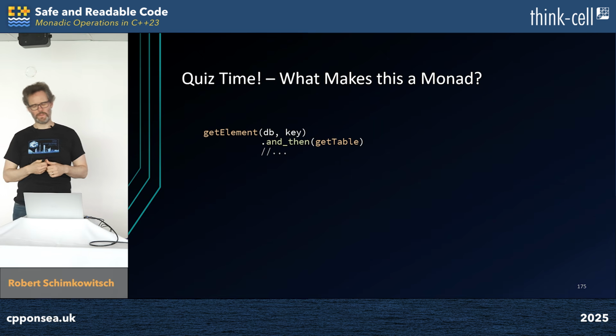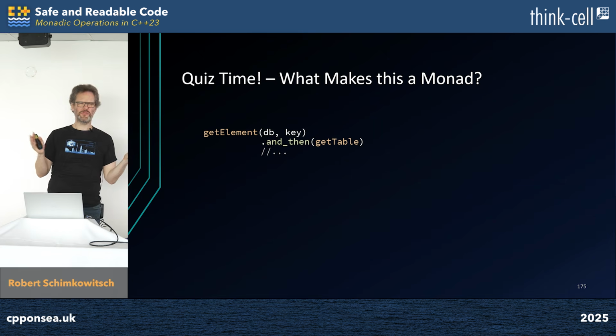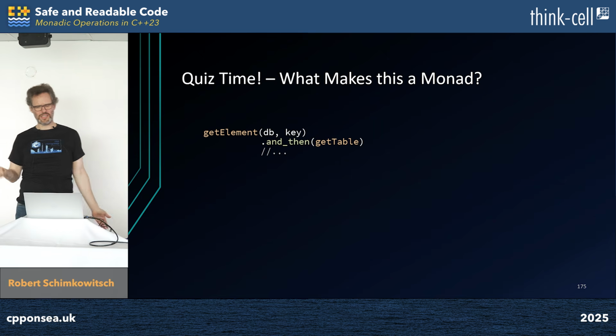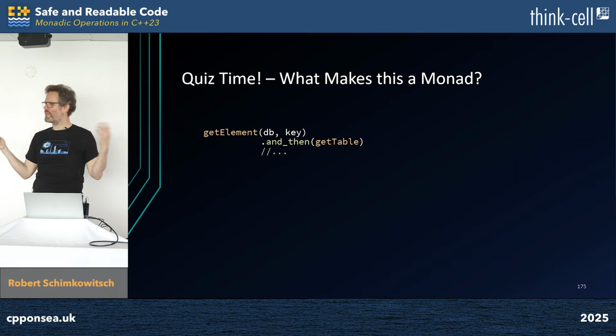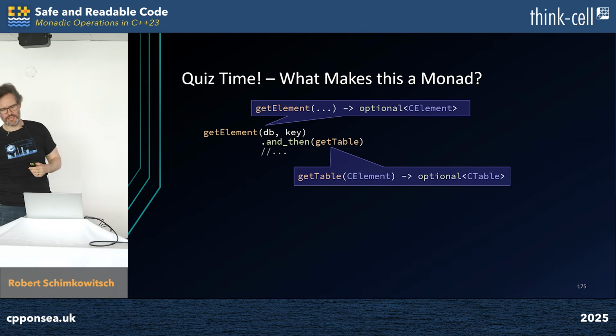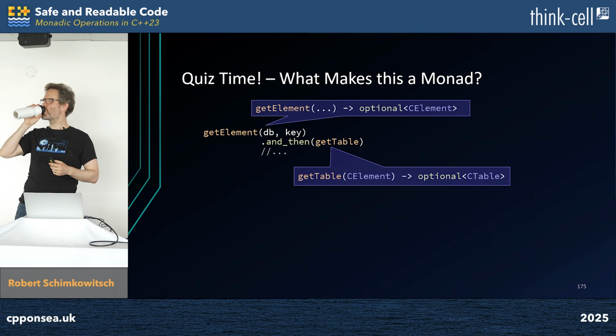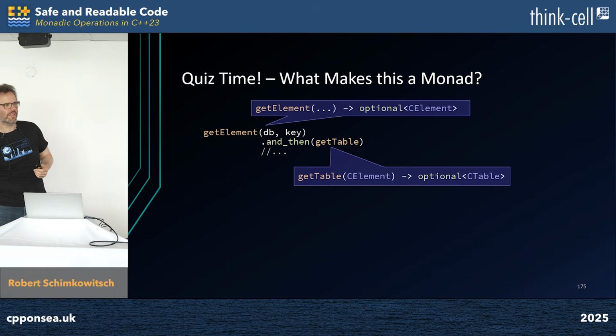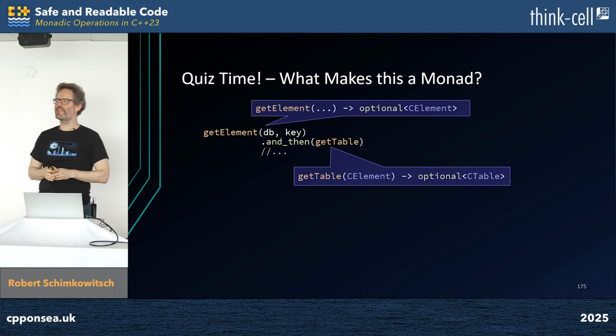Now, quiz time. We haven't seen any join here. Why do I still call this a monad? Is there some unwrapping going on? And let me just remind you of what the function interfaces are. Does someone have an idea?